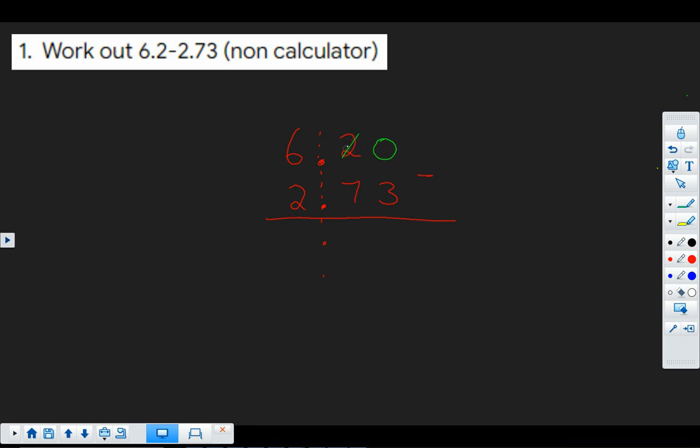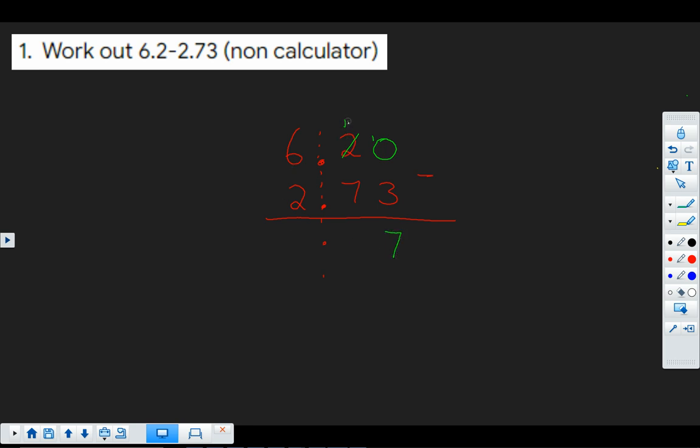So what we're going to do is take from the previous column, which is 10 times bigger, and add a 10 on here. So 0 and 10 is 10. So we've now got 10 take away 3 is 7.